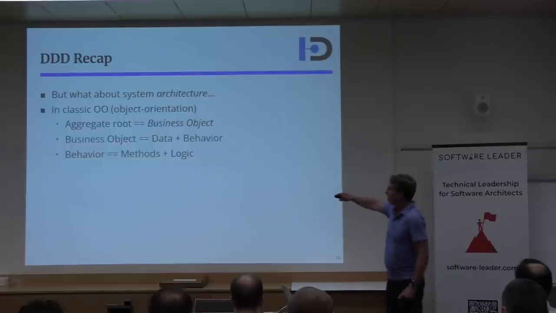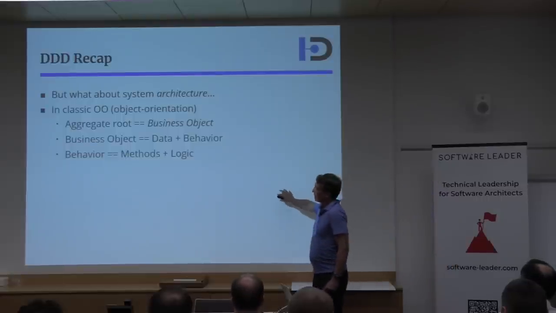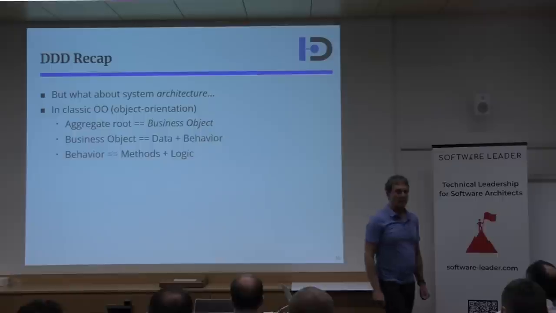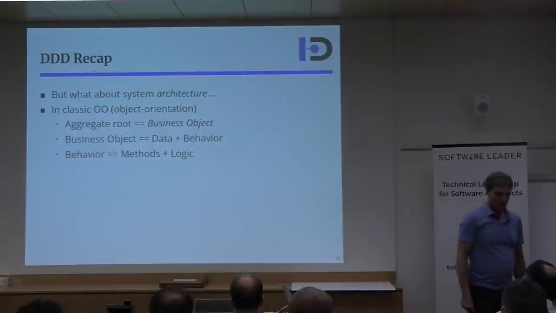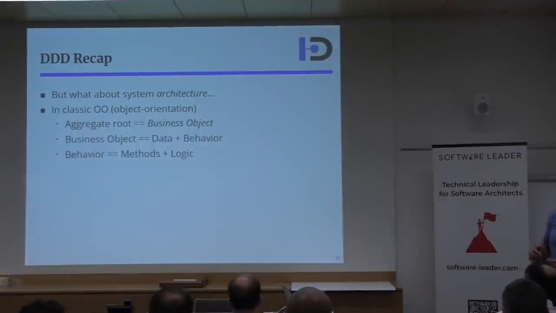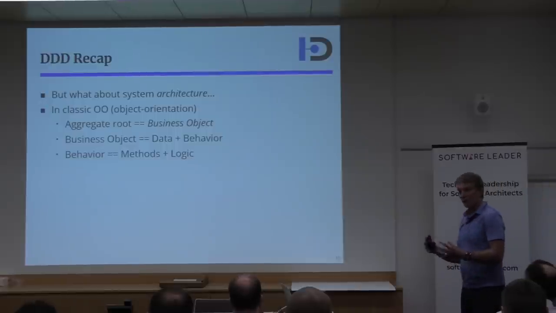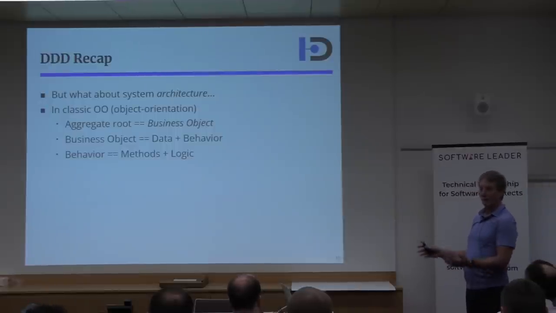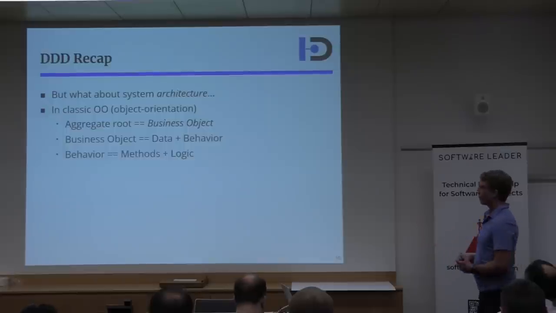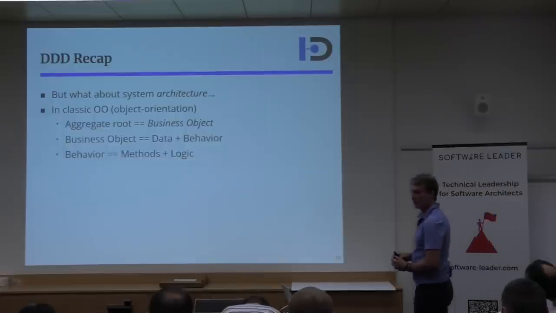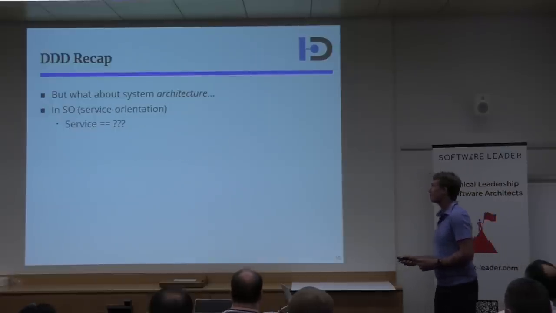In classic OO, the expression of DDD was a business object. And that business object had both data and behavior, meaning it had a bunch of properties on it and a bunch of methods, right? Make sense? Sound familiar? And when we say behavior, we mean both methods and potentially logic inside those methods.